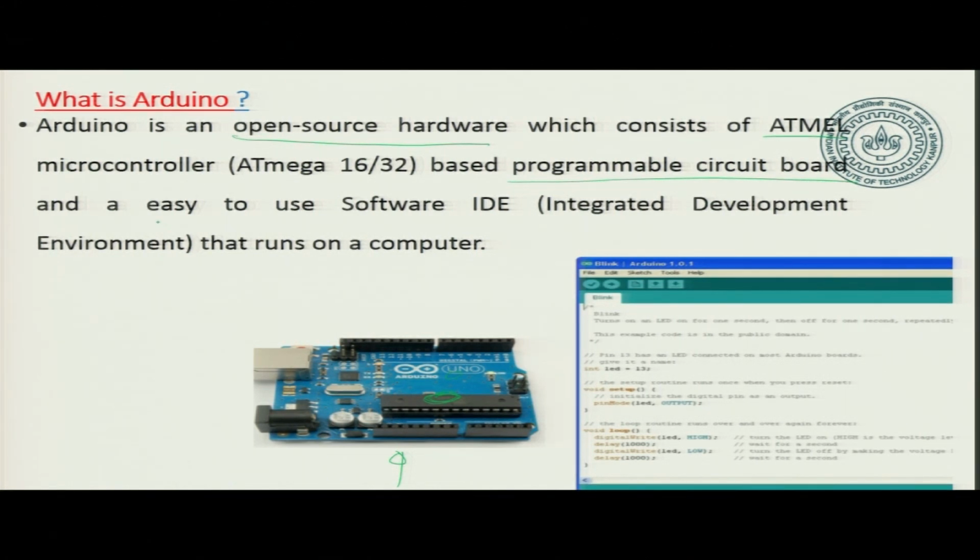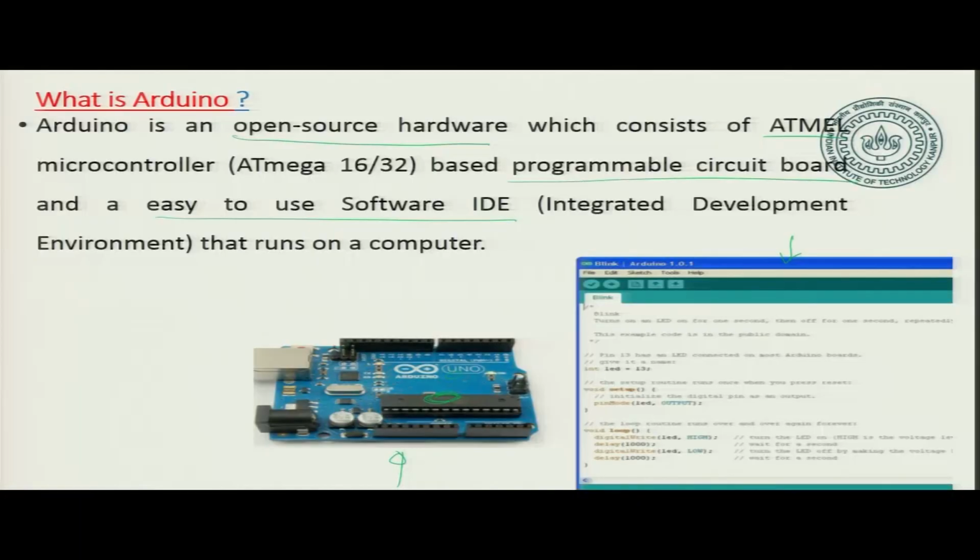And it also has an easy to use software, which is the integrated development environment that runs on a computer. So, if you want to use this microcontroller, basically we have to download this IDE, which is openly available for Arduino, and then write the program in this, download it, and you can run your application. It is as simple as that. And the cost, as I said, the size is small, the cost is also very low. So, this Arduino hardware essentially consists of an Atmel microcontroller, and it is a programmable circuit board with easy to use software for the integrated development environment. So, this is my software part, this is the hardware part.